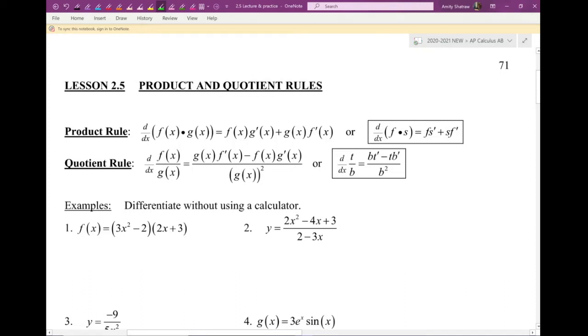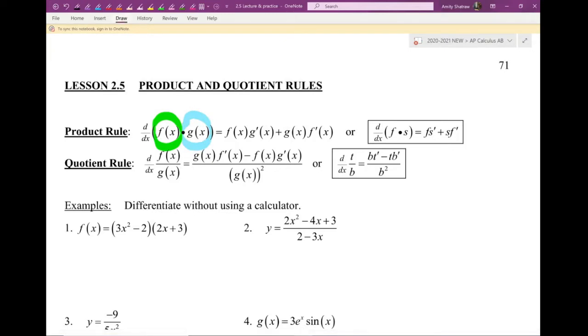So I always make sure that I go over the various versions of the product and the quotient rules before I actually begin to do a problem. And so in lecture, we should have seen, hey, I have this kind of a problem where I have to recognize that I have two functions that are being multiplied together.